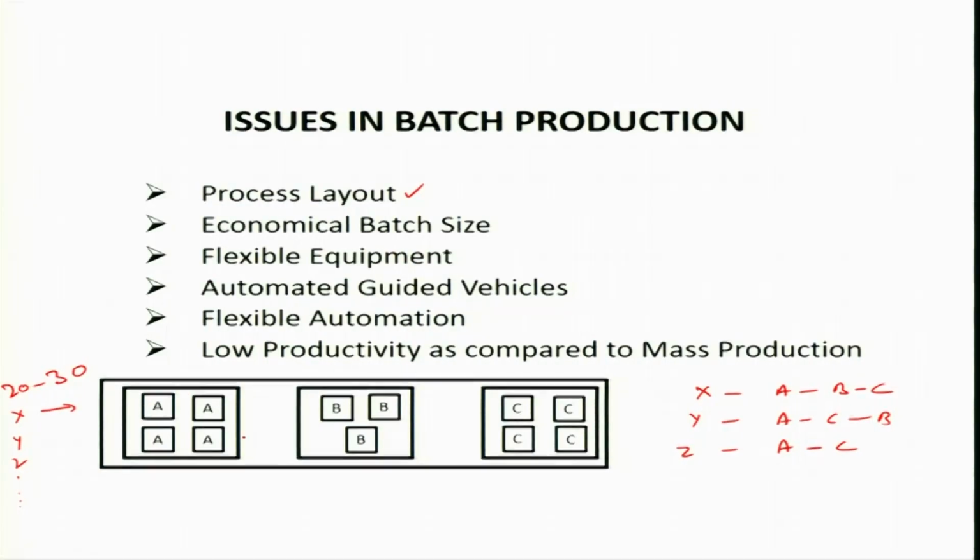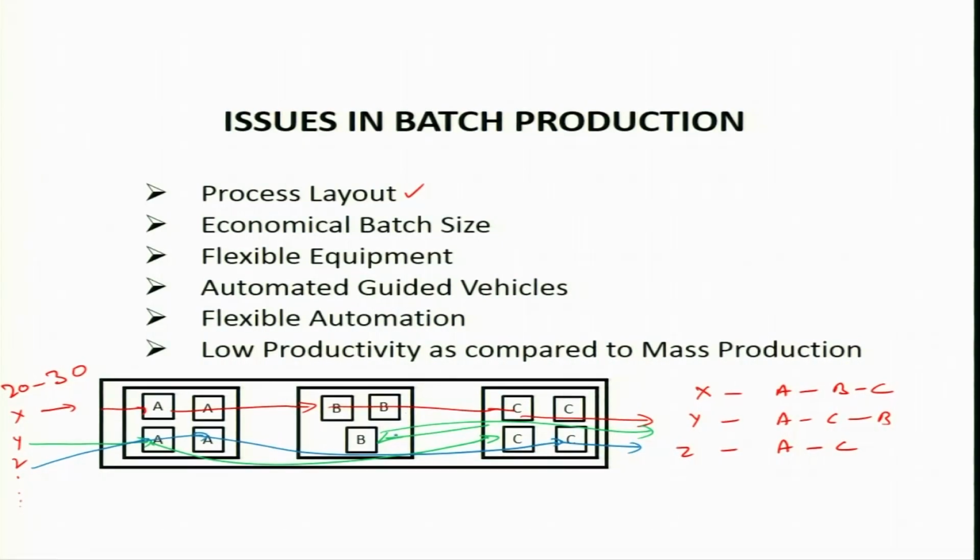All A types of machines I will keep at one workstation, another type of machines in another department, and so on. So, product X will go from A, then it will go to B, and then to C and then out, whereas Y will go from A, then it will go to C and then to B and then it will go out like this. Product Z will go from A, then to C and then it is out like this.